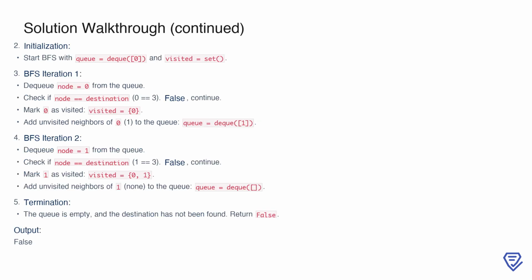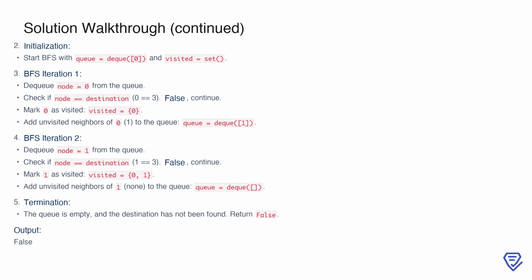In example 3, we examine the simplest possible scenario, a graph with only one node and no edges. The task is to determine if there's a path from node 0 to itself. First, we construct the graph. Since there are no edges, the graph remains empty. Next, we initialize BFS with the source node, 0, in the queue and an empty visited set.